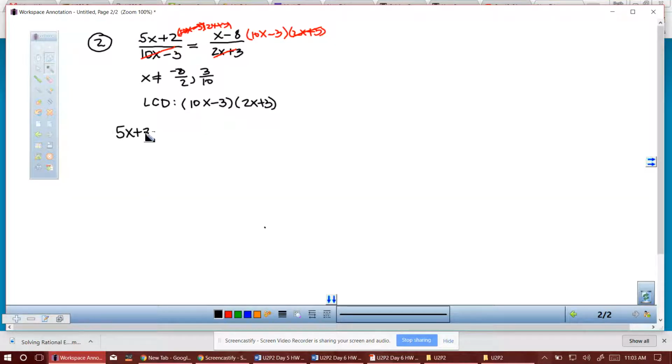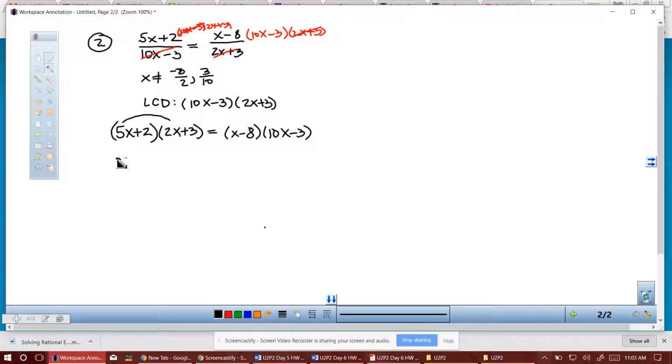So now I'm looking at 5x plus 2, and I have 2x plus 3. And then on this side, I have x minus 8, and I have 10x minus 3. This is a good problem because we're definitely going to have to FOIL to come up with our solutions. So I'm going to start on this side.